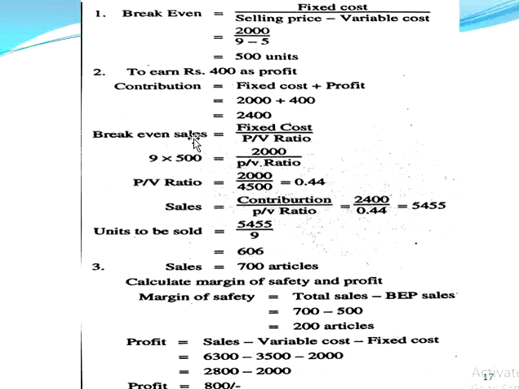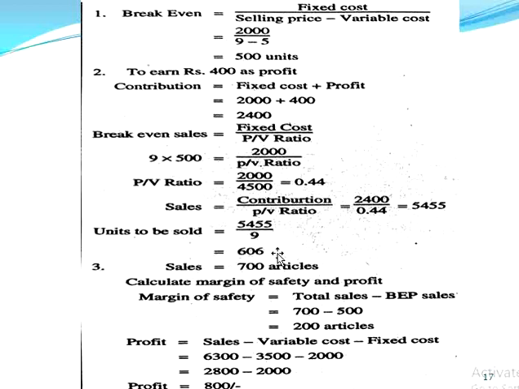Then break-even point. By using break-even sale equal to fixed cost upon PV ratio, you can calculate PV ratio is equal to 0.44. So sale at break-even point is equal to 5,455. Divided by selling price, we can calculate the number of units. So if you sold 606 units, we'll get a profit of 400.